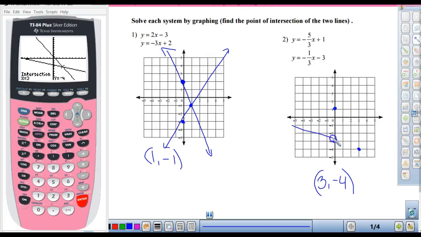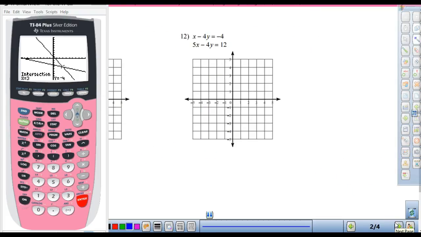So I'm going to find 3, negative 4. I'm going to connect these two. And I'm going to connect these two. So far, so good?